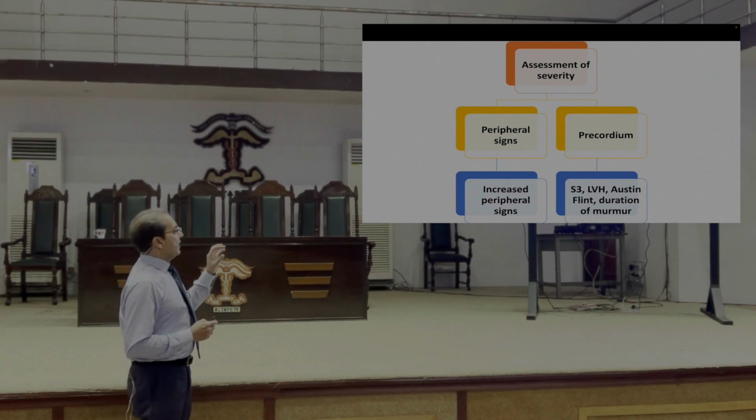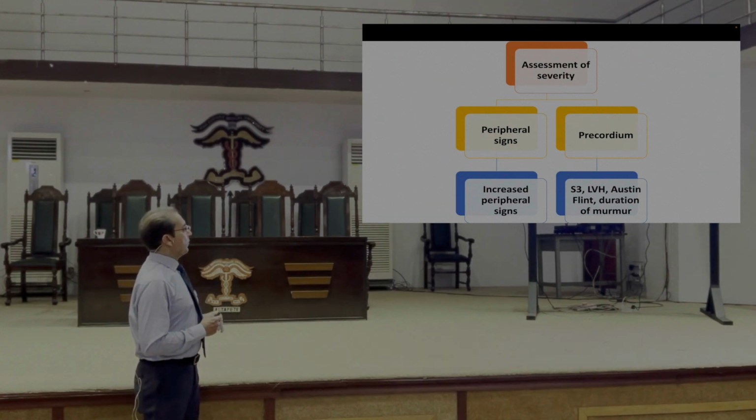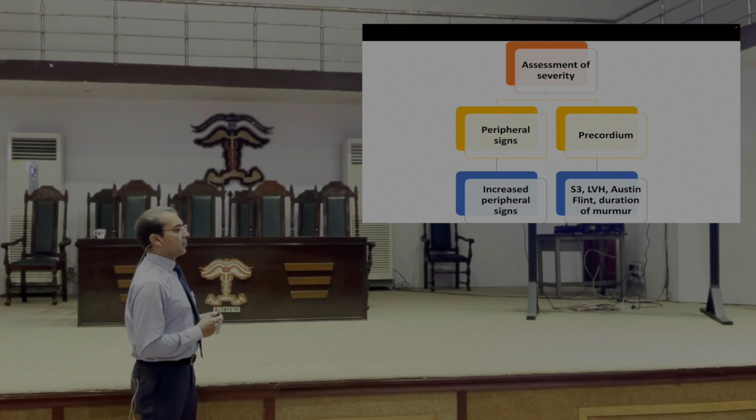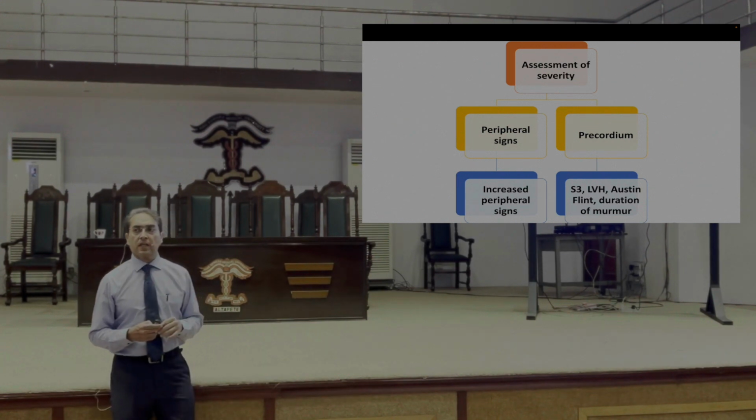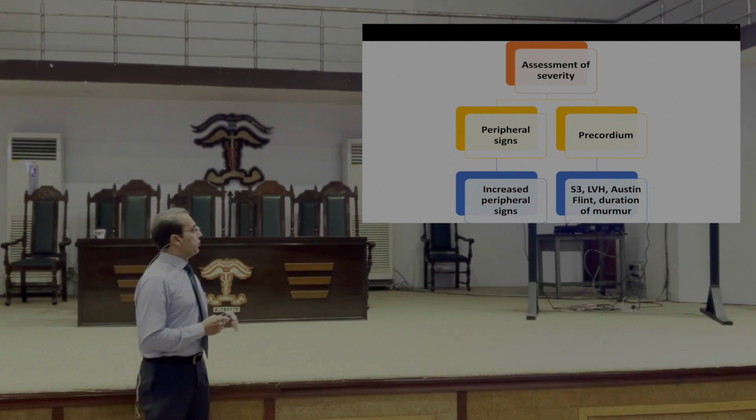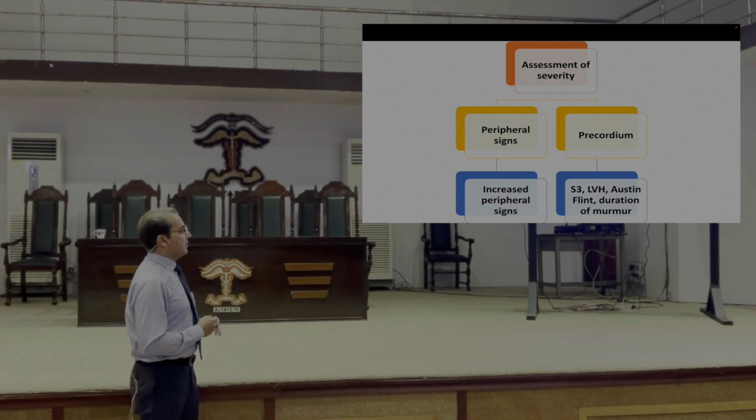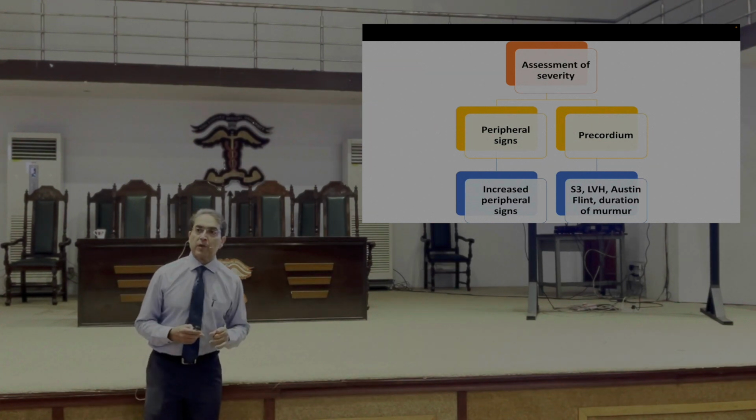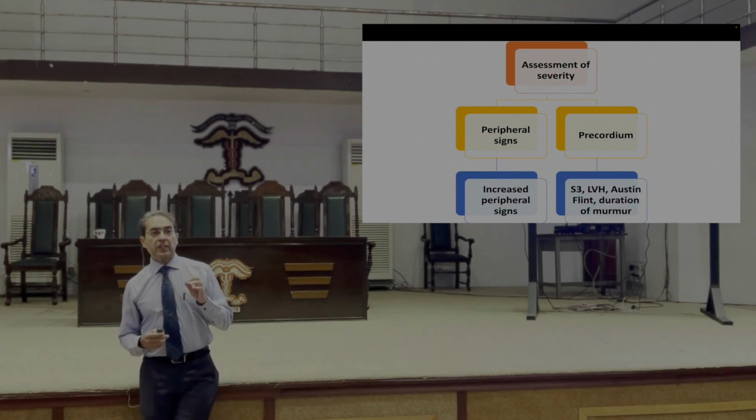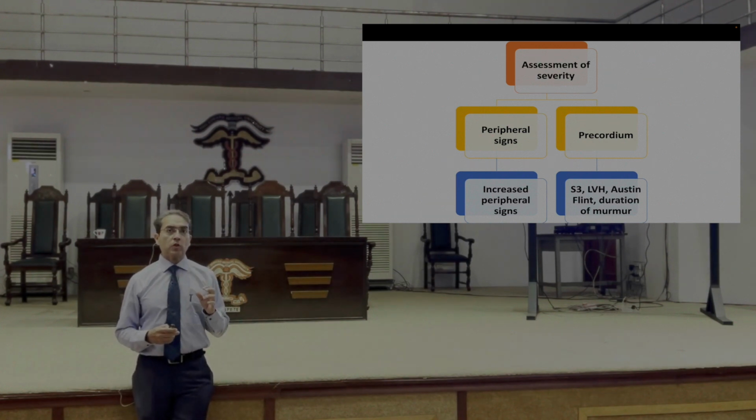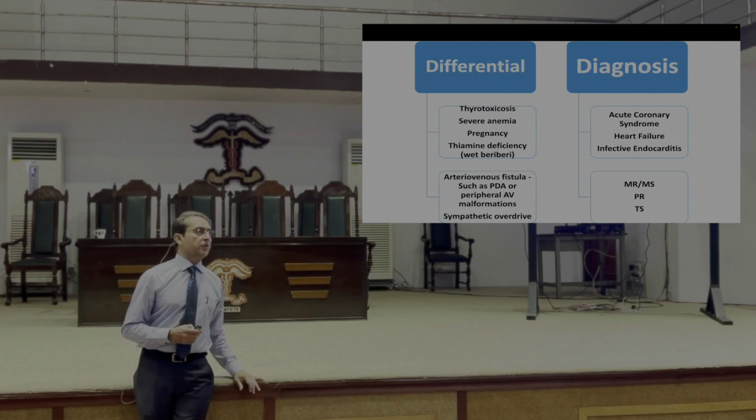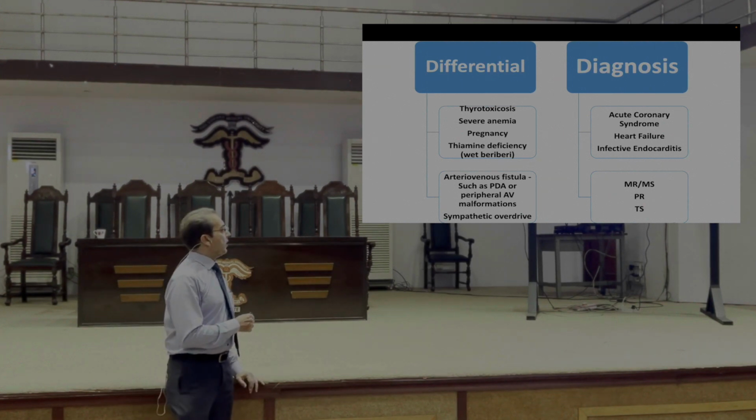How do we decide the murmur, the lesion, is severe? Increased peripheral signs mean there is a high intensity lesion. In the precordium, presence of S3, LVH, Austin Flint murmur, and the duration of the regurgitant murmur, the duration of the EDM, means it's a more severe lesion. So these are the clinical features which tell us about the severity of the lesion.